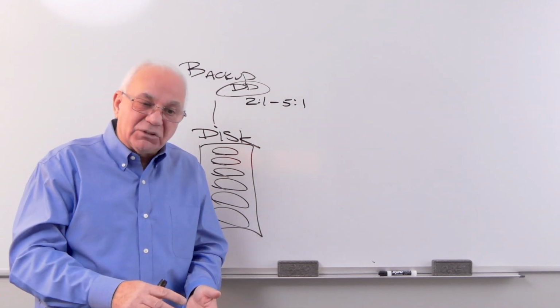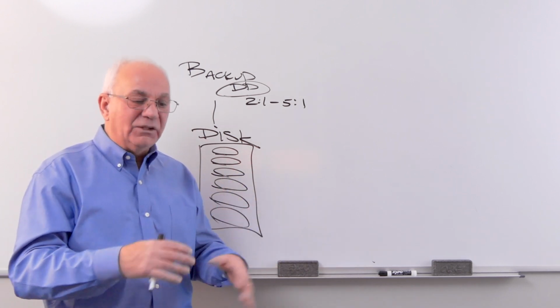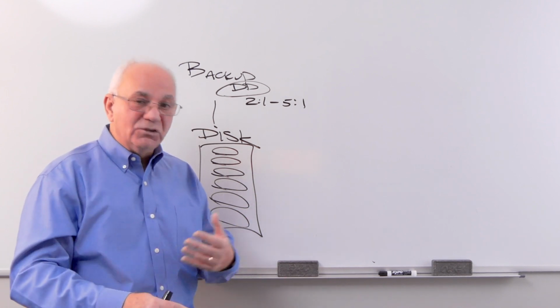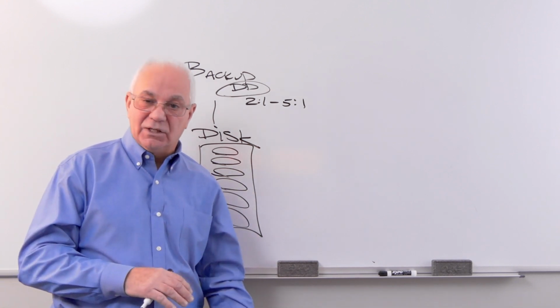For short-term retention, a couple weeks disk is fine. You start to keep a combination number of copies of weeklies, monthlies, and yearlies that are 8, 10, 12, 20 different copies, and disk becomes extremely expensive.